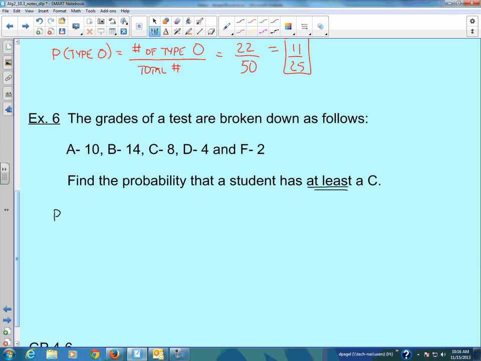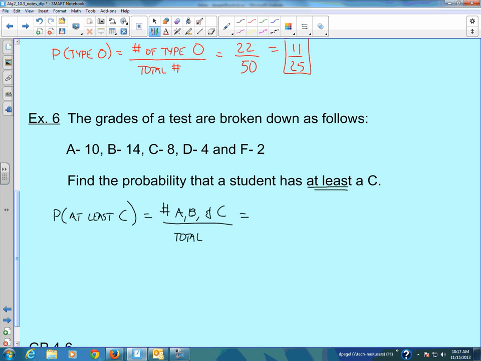We want to have probability of at least a C, or another way to think of it, C or better. So this would really mean I want the number of A, B's, and C's, not or, but and. I want the number of A, B, and C grades over the total number of grades.